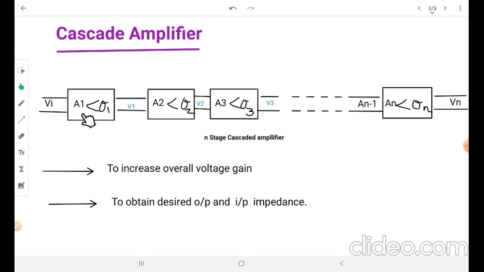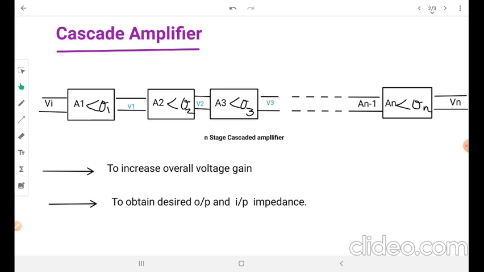This is the first stage to which the input Vi is applied, and this is the stage having gain A1 and phase angle theta 1. The output from this first stage, V1, is applied to the input of the second stage, which has gain A2, and from here the output is V2, which is connected to the input of the third stage. In this way we are using N different stages. This is the last stage from which we take the output, Vn. That is the final output from this cascaded amplifier.